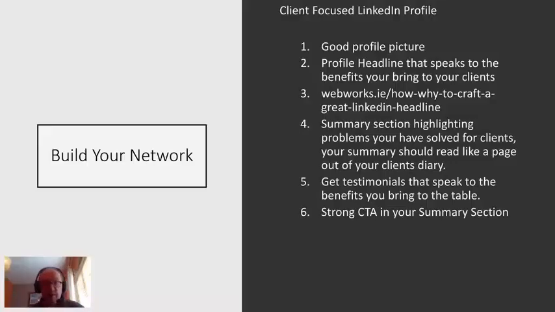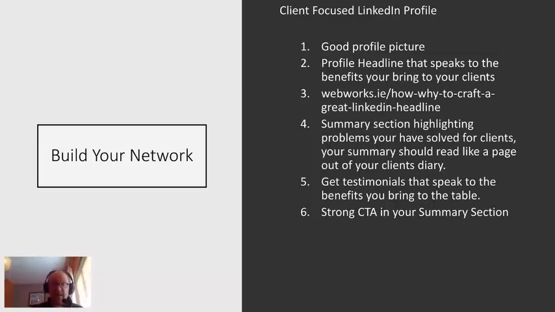Okay, so building your network. It all starts with the profile. When I work with a client, before we do anything, the first thing we do is look at their LinkedIn profile. A lot of times what you'll find is that it's all about themselves, like a CV, and that might instinctively make sense to people, but really your LinkedIn profile needs to be about the people you're targeting, not about yourself.